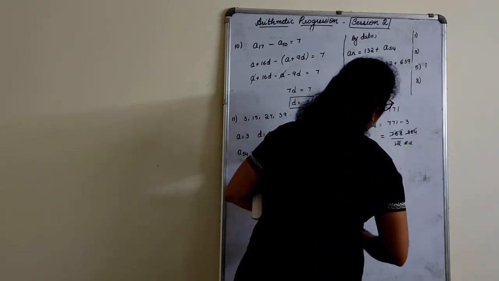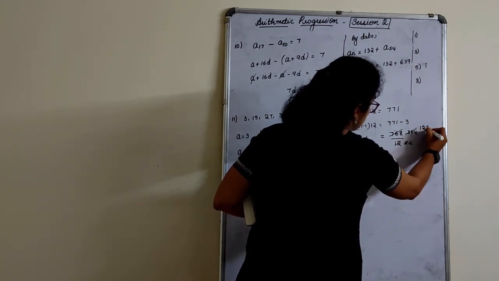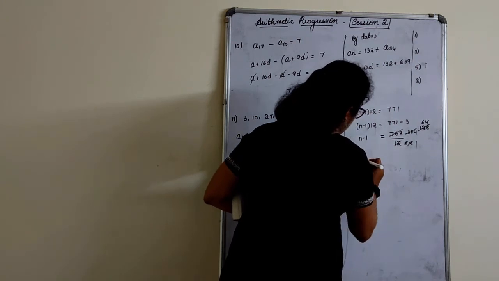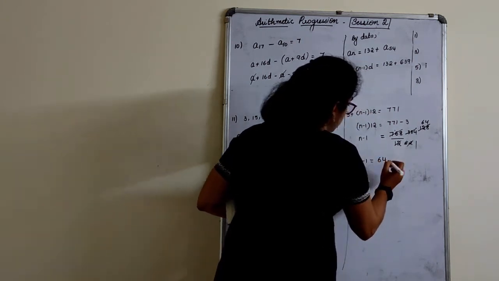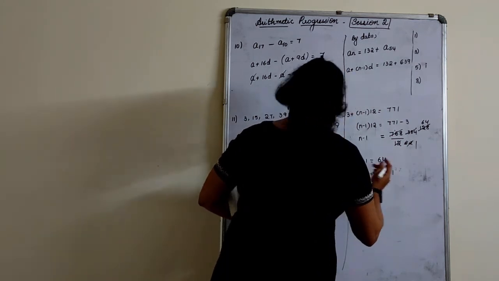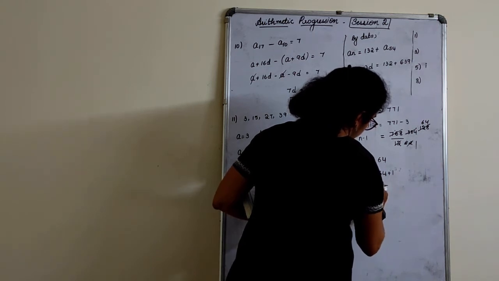Yes, 3 2s are 6, 3 1s are 3, 3 2s are 6, 3 8s are, 2 1s are, 2 6s are and 2 4s are. n minus 1 is equal to 64. Therefore, n is equal to 64 plus 1, and what you get here is 65.